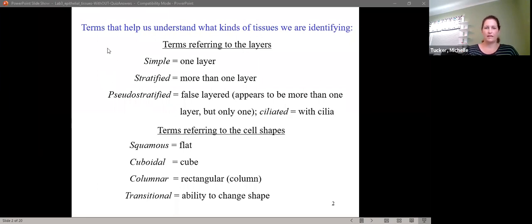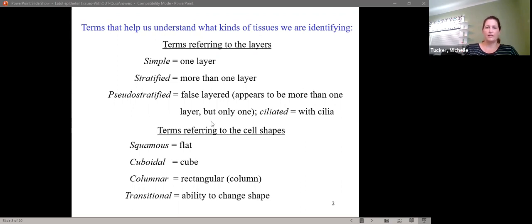Pseudostratified has only one layer. All cells do touch the basement membrane, but it appears to have more than one layer because, as you'll see, the cells get a little bit more jumbly. They don't align in a nice straight line.